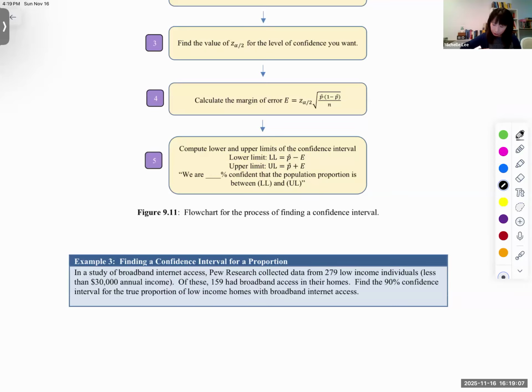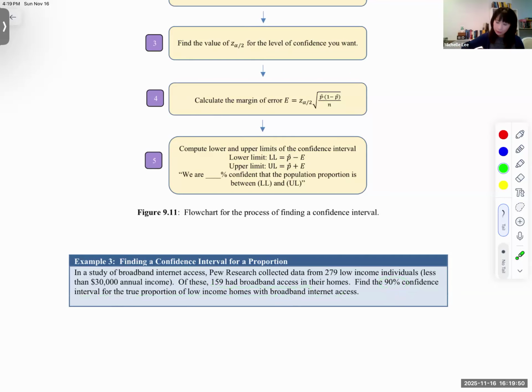All right. So let us do these questions. We have a study on broadband internet access. 279 low income individuals, less than 30,000 annual income. 159 had broadband access in their homes. Find a 90% confidence interval for the true proportion of low income homes with broadband internet access.